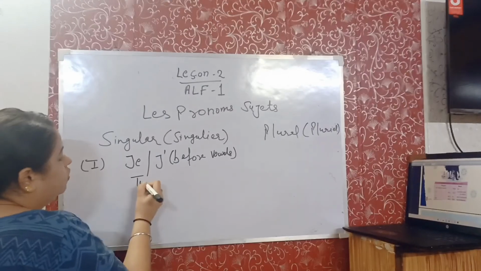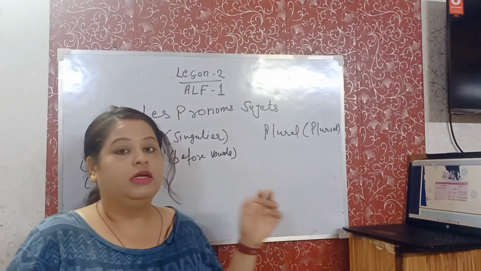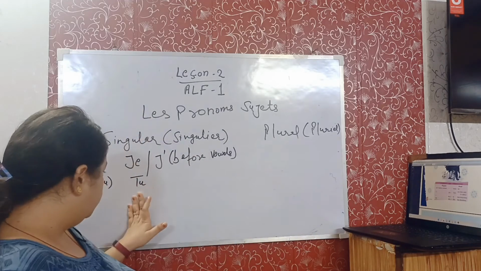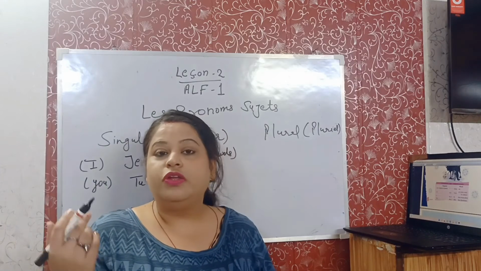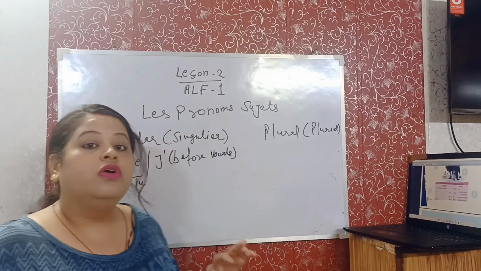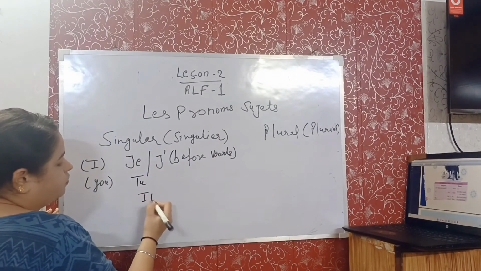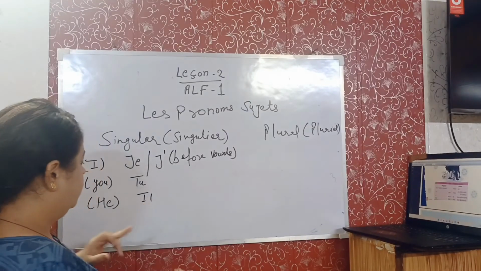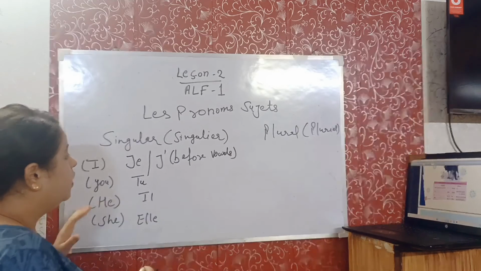Next is tu. Tu means you. This you we will use for singular. When there is one person, we will use tu for a singular person, and this tu is used for informal conversation as well. When we talk with our friends, family, or younger people, we use tu for you. Another one, il. Il means he. Next, elle. She. Elle.